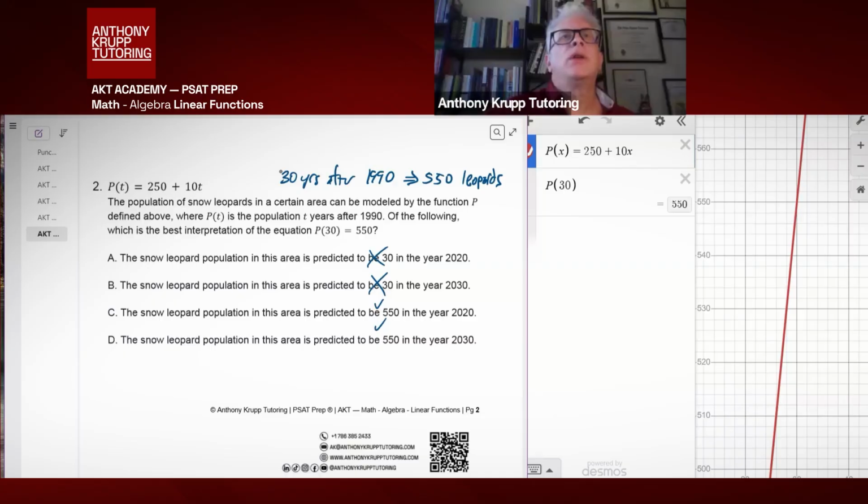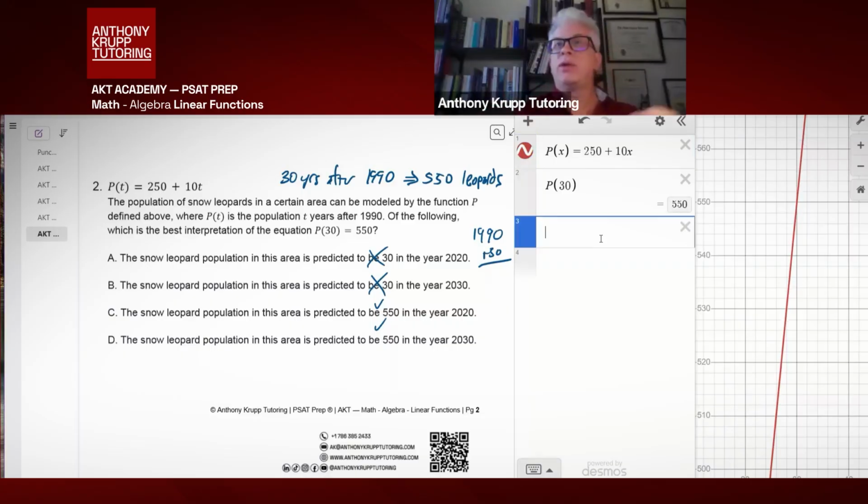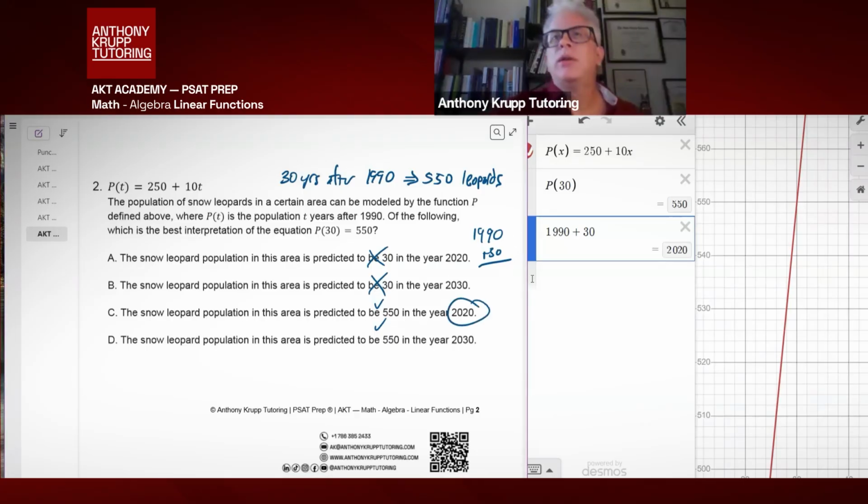Well, let's see. What's 30 years after 1990? 1990 plus 30 equals, and depending on how tired you are that day, there's no shame in using the calculator. Thank you. It's 2020. It's not 2030. Something about the 30 sometimes tricks people and makes them pick answer choice D. But the calculator, or correct calculation in your own mind or on paper, gives you this answer. Okay, cool. So far so good.